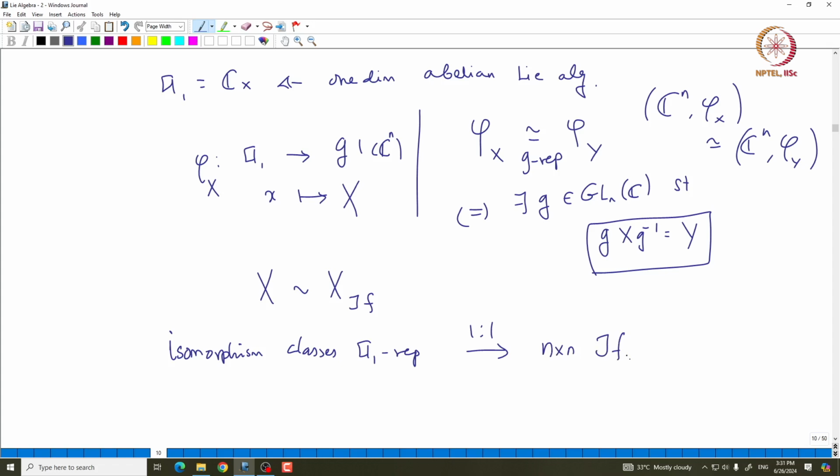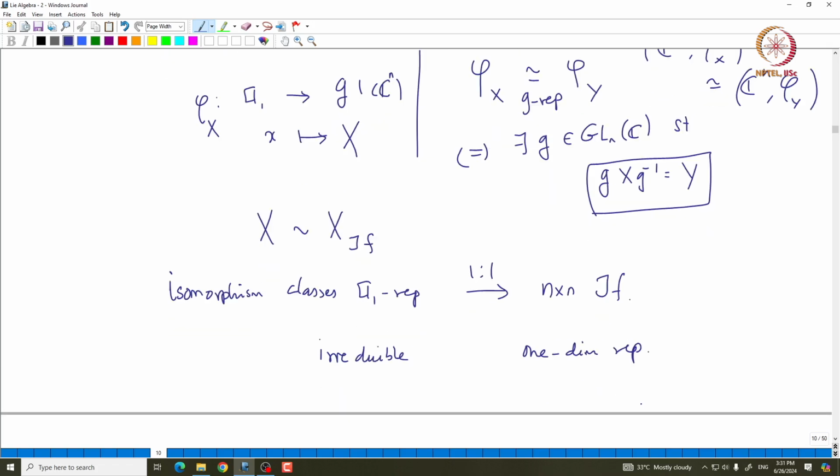Okay. So, now what corresponds to irreducible representation? It is easy to see that irreducible representations must be one dimensional. So, irreducible will correspond to one dimensional representation. That means n has to be one. So, this n also varies here.